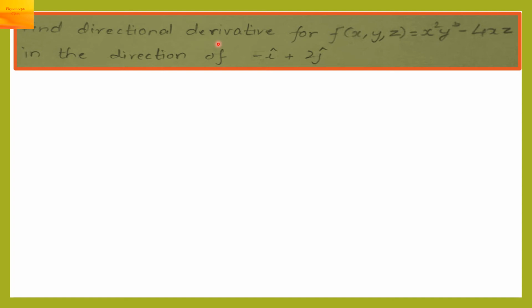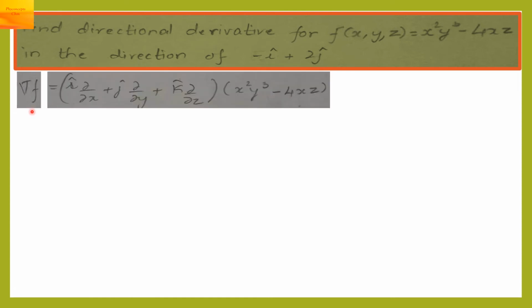Next, find the directional derivative for f of x, y, z is equal to x square y cube minus 4xz in the direction of minus i cap plus 2j cap. This kind of problem also we had just seen earlier in the earlier slides. We have to find the gradient. So again we substitute the del operator here.